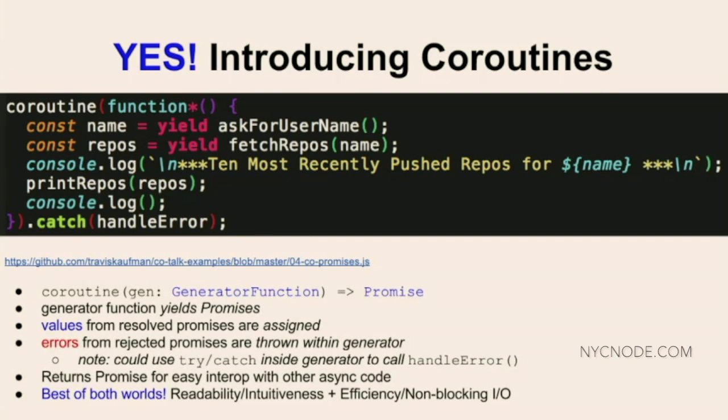If something goes wrong and it actually gets rejected, then the errors from those rejected promises are thrown within the generator. And just a little note here, while I used catch in this case, you could wrap this block in a try catch and handle the error that way if you were so inclined. And with coroutines, most of the popular libraries return promises, so you can imagine they can interoperate with other async code that's written using the Promises A+ spec.